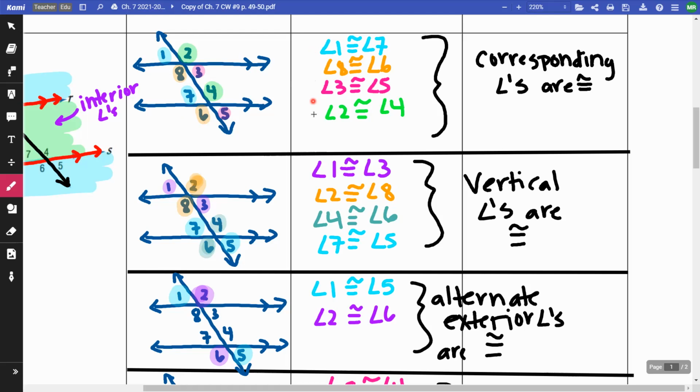So I wrote here all of these statements. All of these are true because corresponding angles, that's what we call the ones I just highlighted, are congruent.